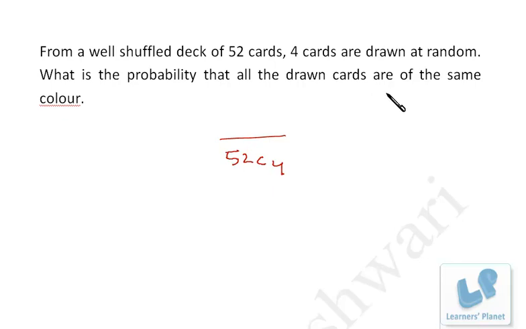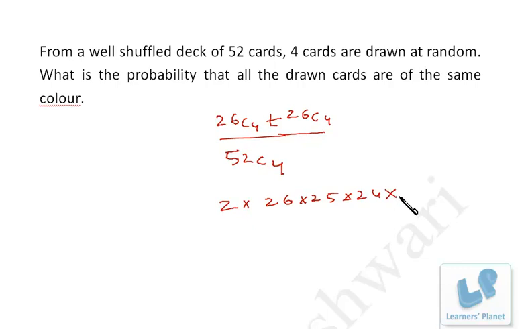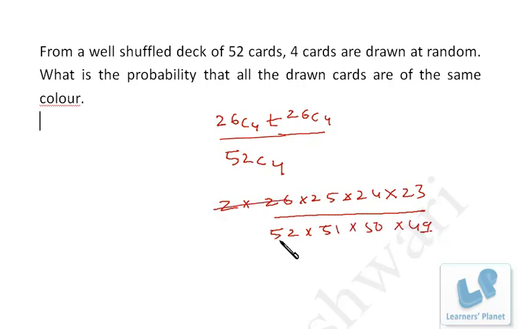Now in cards we have 2 colors, that is red and black, right? Now 26 cards are of red color and 26 cards are of black color. So either 4 cards are of red color or they are of black color, right? So this is red, this is black. Okay, so it's 2 times 26C4. So 26 into 25 into 24 into 23 by 52 into 51 into 50 into 49, right?